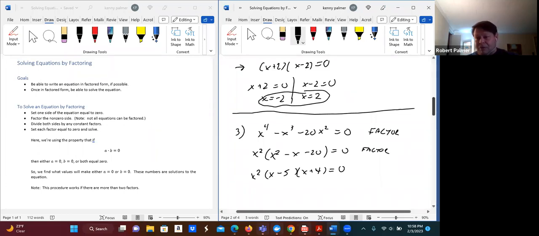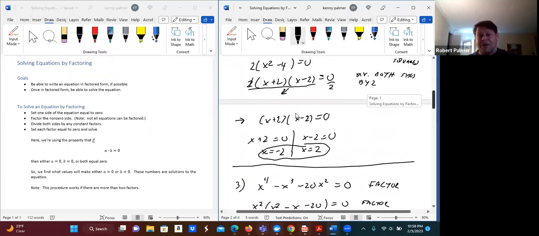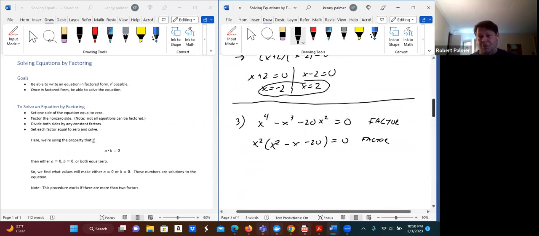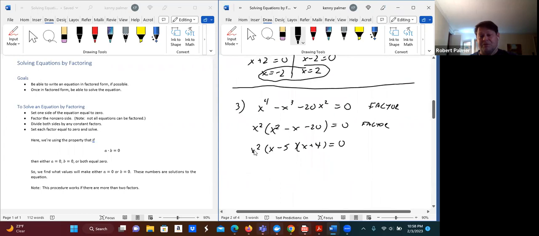Now, you notice in the previous one, we divided both sides through by 2, which is a constant. We don't do that here since x squared is a variable. It's only if it's a constant we divide both sides. The goal is to find out what's going to make this 0. So if we divide both sides by that, essentially it's like dividing by 0 in a sense. So only divide both sides when it's a constant.